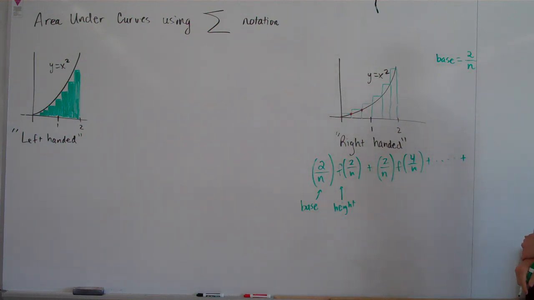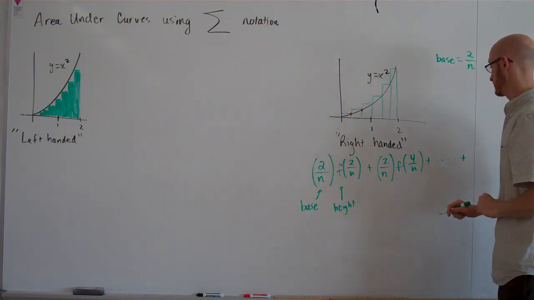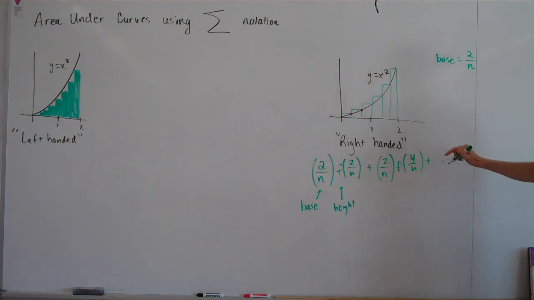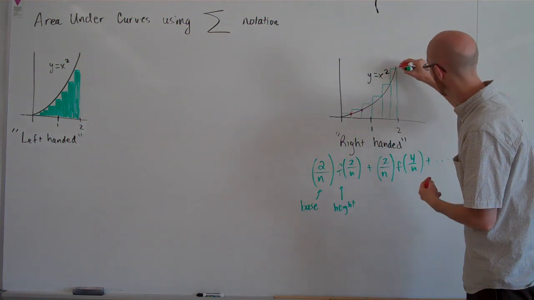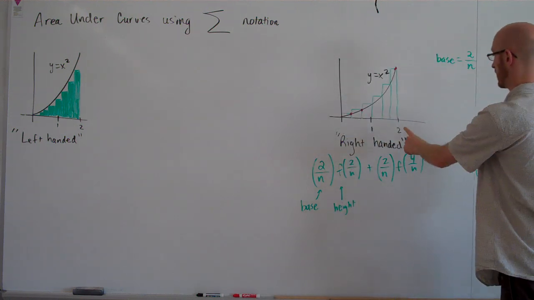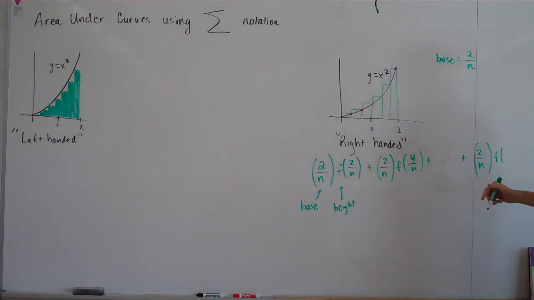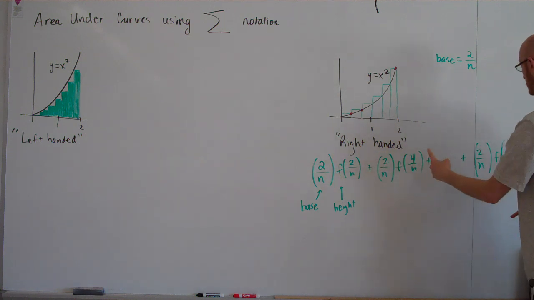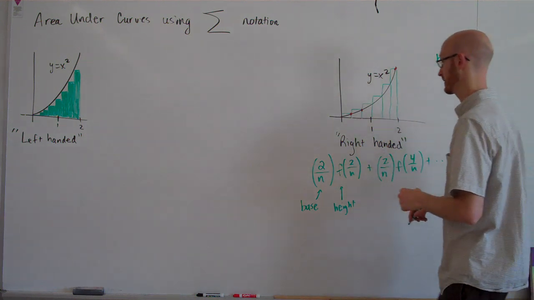And that process will continue until we get to our last rectangle, where the base is 2 over n, and the height is the y value associated with the furthest out x value, which is 2. But we could represent 2 as 2n over n. You don't have to think about that. You could just think of the base times the height as f of 2, but I've written it as 2 over n, or 2n over n, so that I can see a pattern develop here.